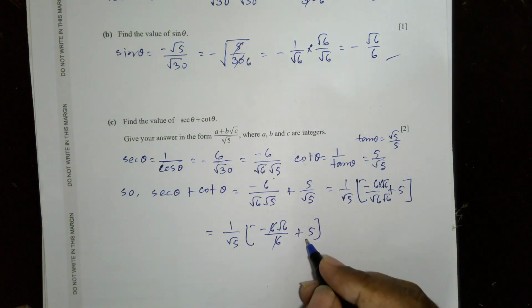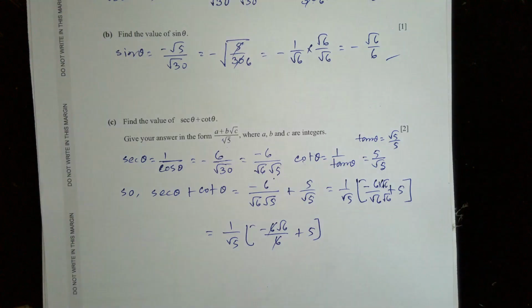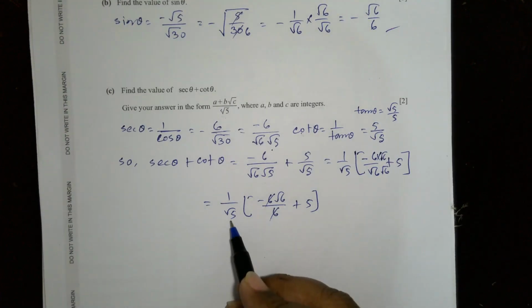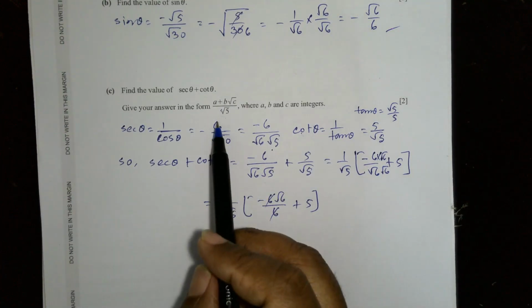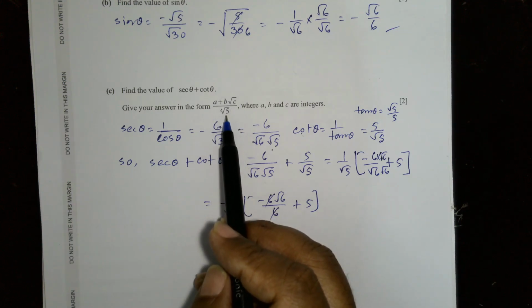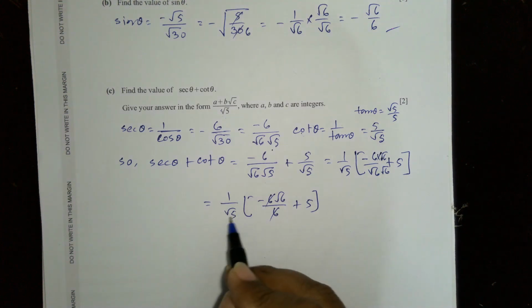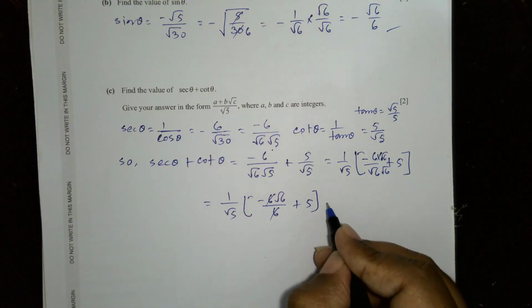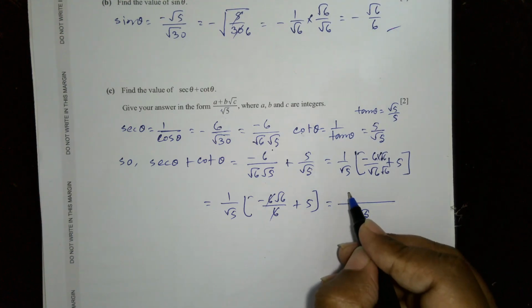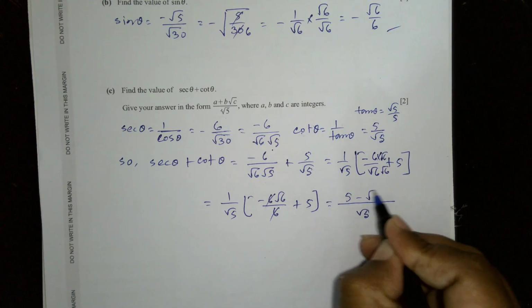Now what will we have? So now we have 1 over square root 5 times minus square root 6 plus 5. Look how they have asked us to present the answer: a plus b square root c, divided by square root 5. Since 1 over square root 5 is already multiplied, I can just write square root 5 in the denominator, and here we can write 5 minus square root 6.